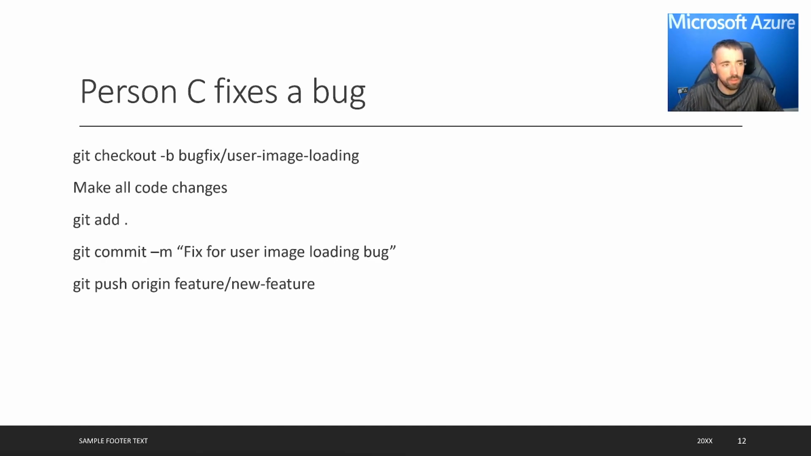Finally, we've got person C, and person C is doing effectively the same thing as person A, but instead they're working on a bug fix. So they run git checkout -b bugfix/user-image-loading, which is the issue they're resolving. They make all their changes. They run git add dot again to stage all of the changes in one. They then commit all those changes using git commit -m, and then they do a git push to push that new branch that they've created.